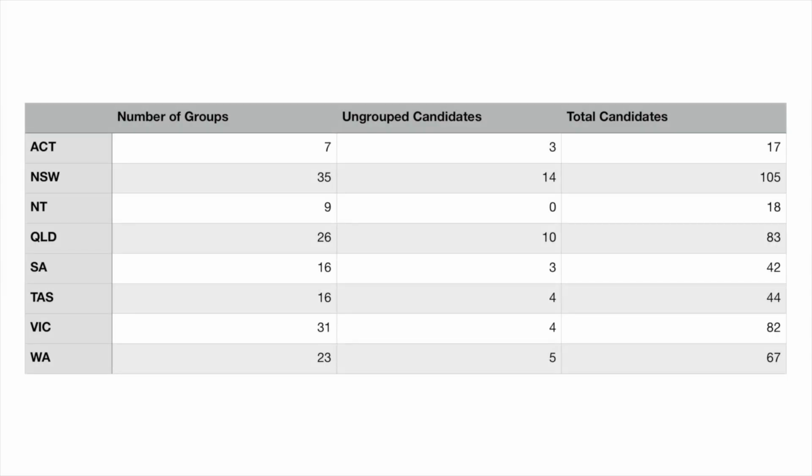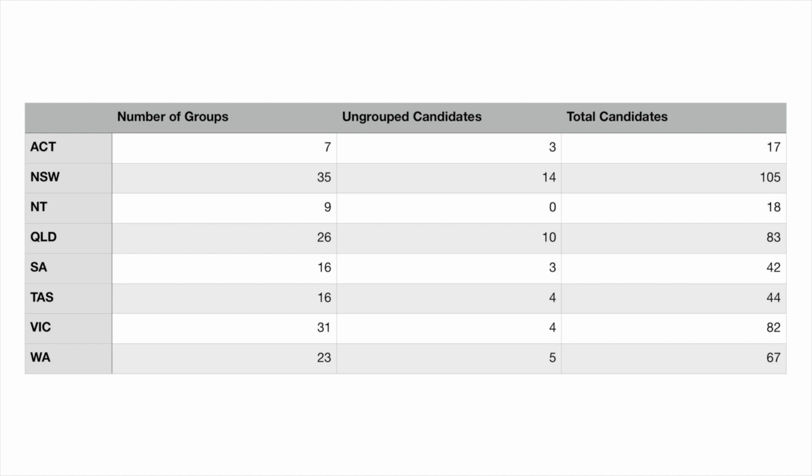I just want to run through now for each state and territory how many groups you can expect to see on your ballot paper this year. In the ACT, you will see 7 groups with 3 ungrouped candidates, a total of 17 candidates. New South Wales, you will see 35 groups, 14 ungrouped candidates with a total of 105 candidates. The Northern Territory, you will see 9 groups, no ungrouped candidates with a total of 18 candidates.